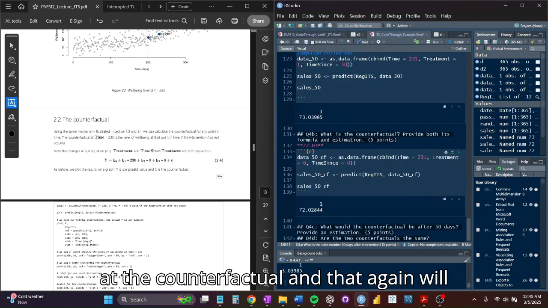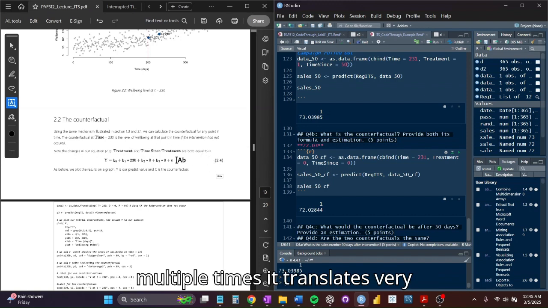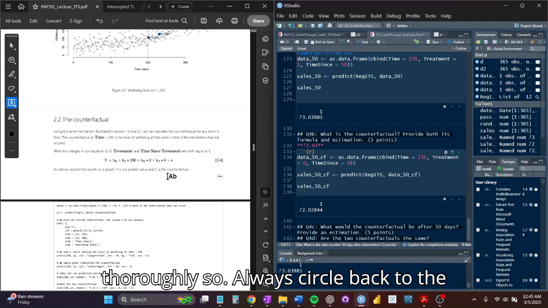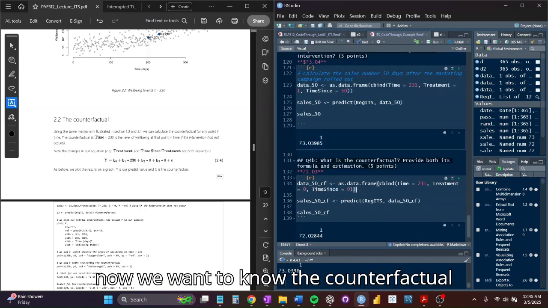Now we want to look at the counterfactual, and that again will be here in section 2.2. As I mentioned multiple times, it translates very thoroughly. So always circle back to the lecture sections and they'll tell you almost exactly what you need to do. So now we want to know the counterfactual for 50 days out.